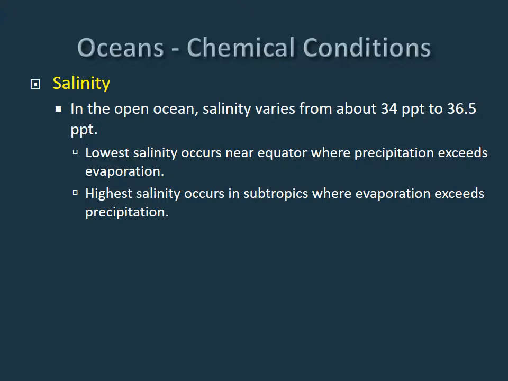In the open ocean, the salinity or amount of salt in the water varies from about 34 parts per thousand to 36.5 parts per thousand. And we have the lowest salinity near the equator. The reason for this is that precipitation, or the rainfall coming down, is greater than the amount of water that's evaporated. And so when you have more fresh water coming in than water going out, you will get lower salinity. There's the highest salinity in the subtropics, where more water evaporates from the water than is replaced by the rainfall or precipitation.